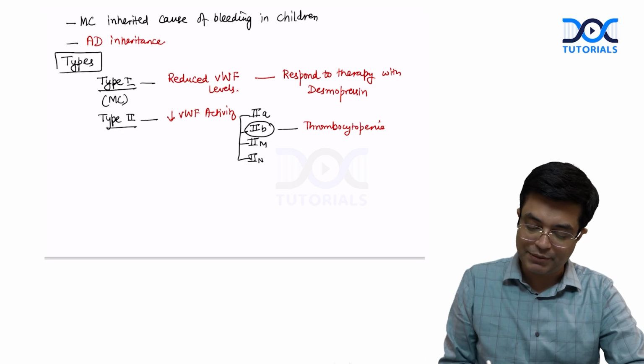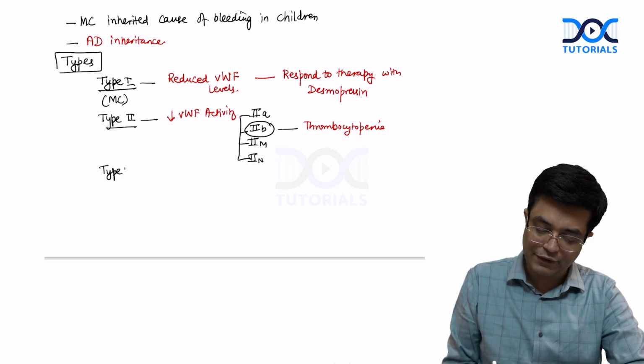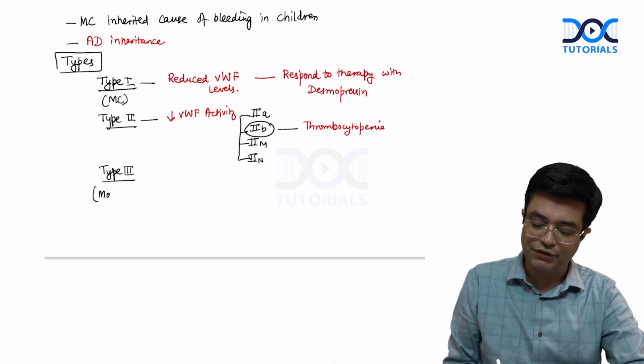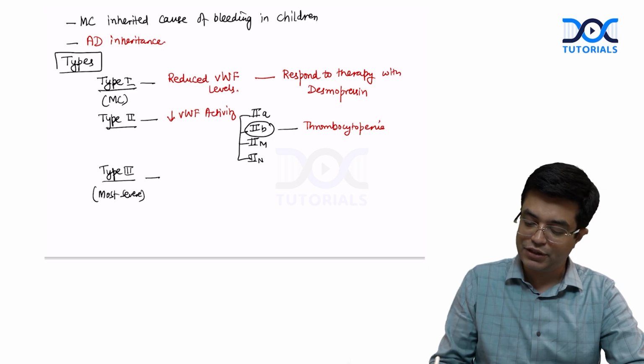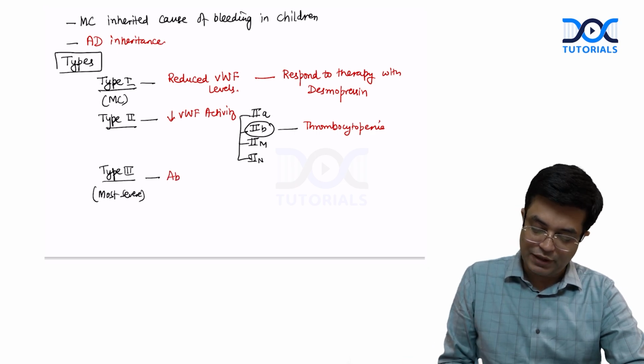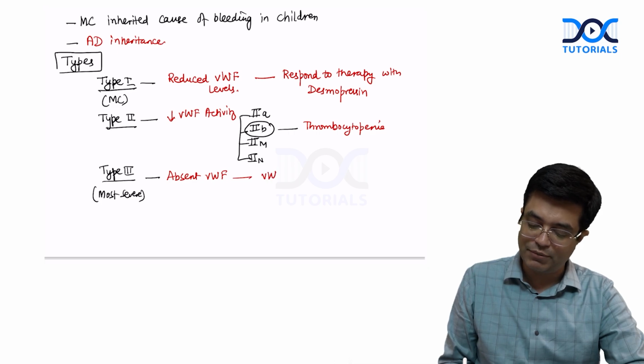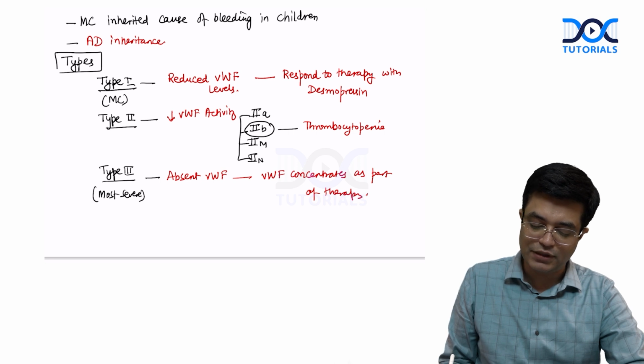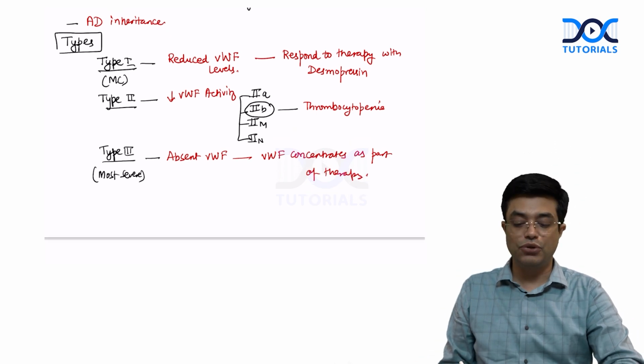And then we have type 3 von Willebrand disease, which is considered to be the most severe form. These patients will have absent von Willebrand factor. And von Willebrand factor concentrates should be given as part of therapy. So these are the subtypes of von Willebrand disease that you should know.